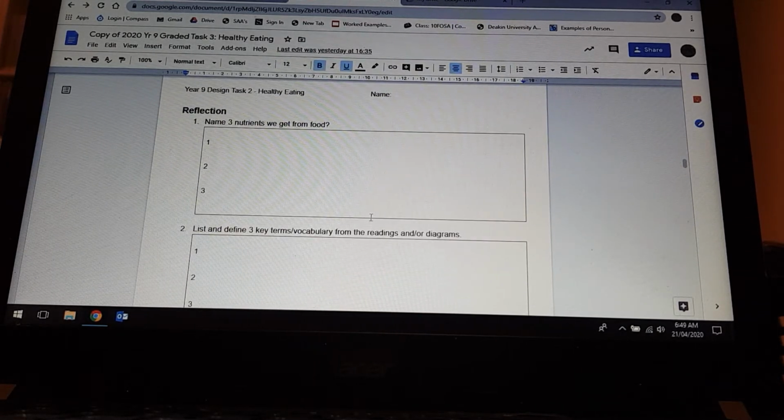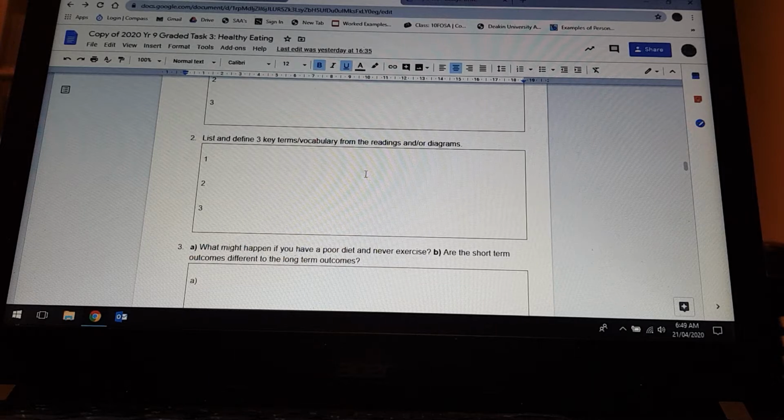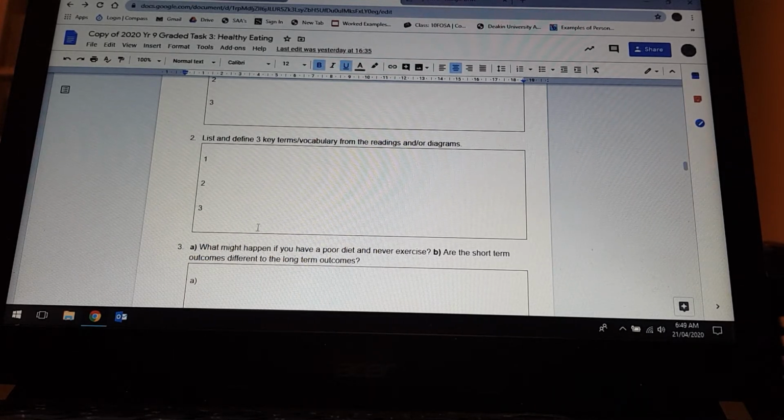This page here is a reflection. I believe there's 4 questions that you need to answer. Okay, name 3 nutrients we get from food. Remember, there are 6 nutrients. You only have to remember half of them. List and define 3 key terms vocabulary from the readings and or diagrams. So any of the words or key terms that you think are applicable to this unit, I want you to write here.